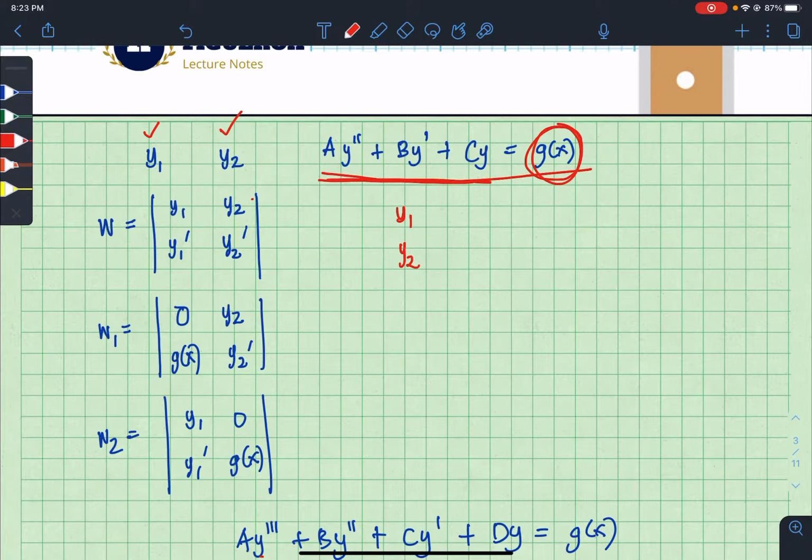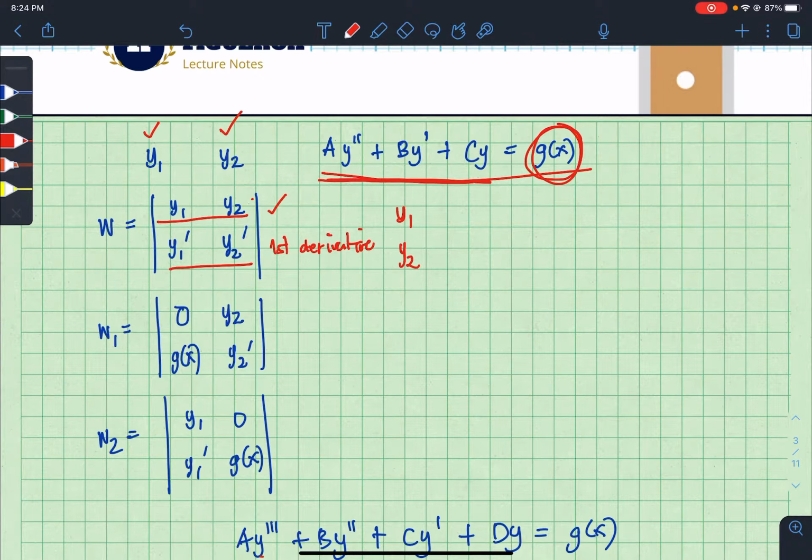So the w can be taken using, on the first row, the solutions. So y sub 1 and y sub 2 correspond to the two solutions of the second order differential equation. And then the y sub 1 prime and the y sub 2 prime, that's the first derivative of the set of solutions. Since there are two solutions, we will be only forming a 2 by 2 matrix. And that would correspond to our w.